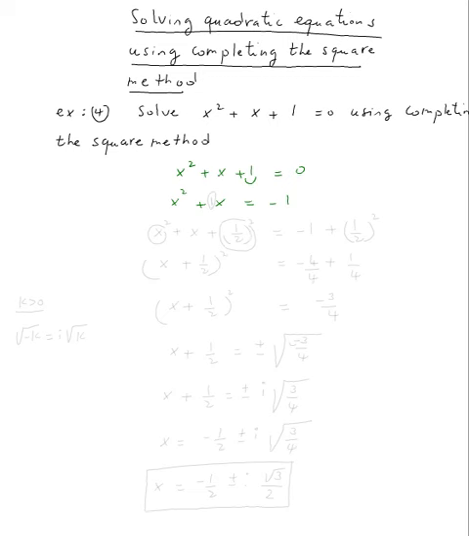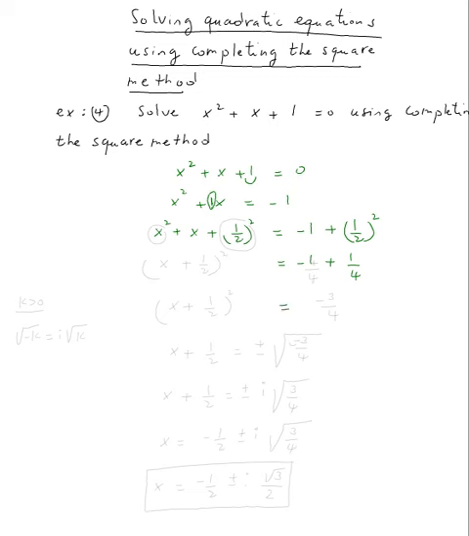Now, I hope you see there's a 1 here. We need to take this number, divide it by 2, square it, and add it to both sides. So 1 divided by 2, squared, added to both sides. Once we do that, the right side is just a number. This is minus 1 plus 1 squared over 2 squared, which is 1 over 4.